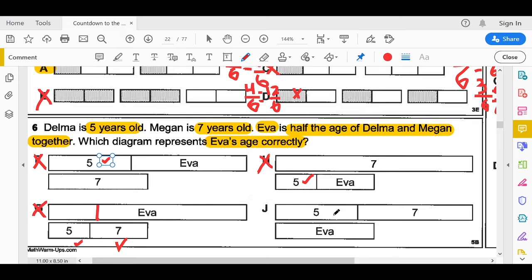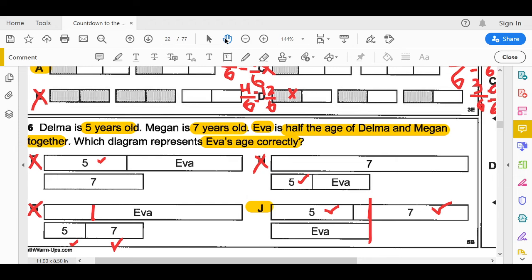Let's see if letter J is the right option. We have a 5, we have a 7, and Eva is half of the two of them together, which is true because all of this line, 5 plus 7, is 12, and this one right here should be around the half of it. And you see that Eva's diagram there gets to the half. So letter J is correct. We have found the answer.